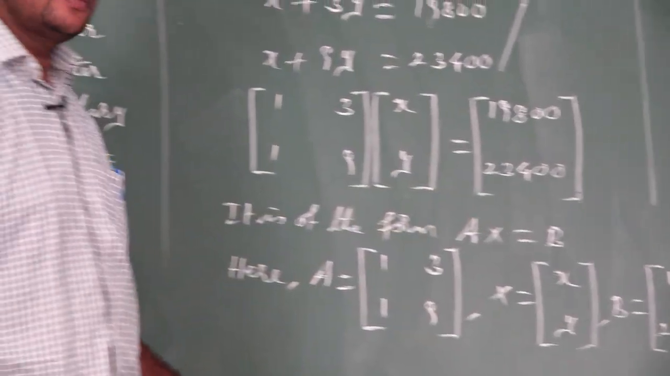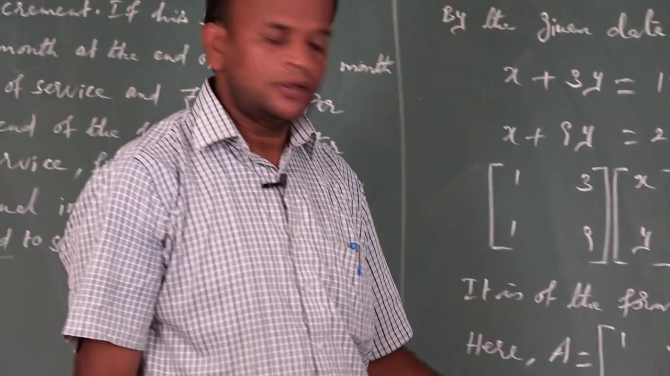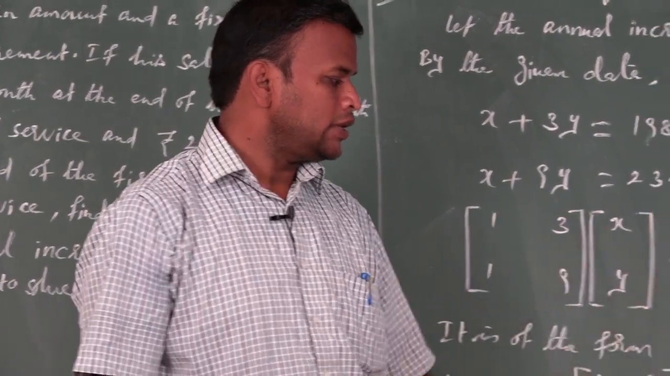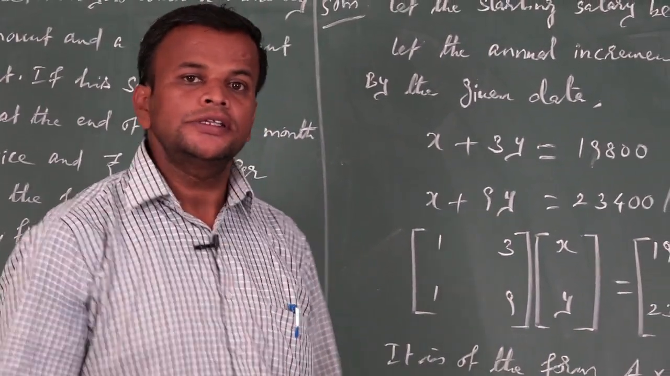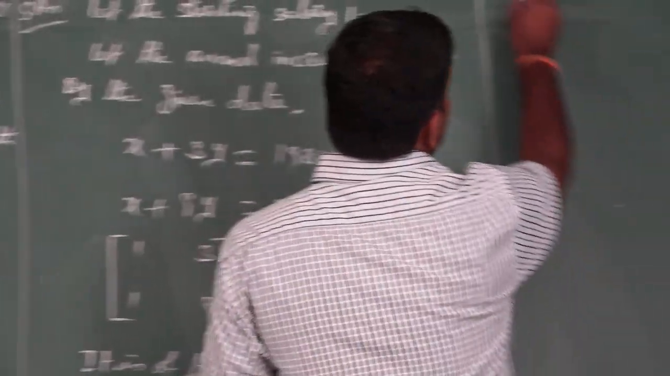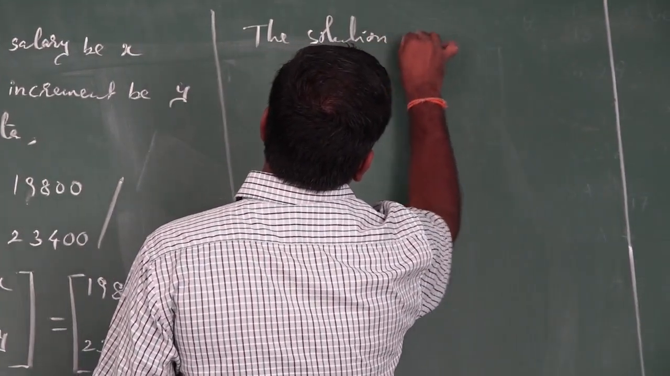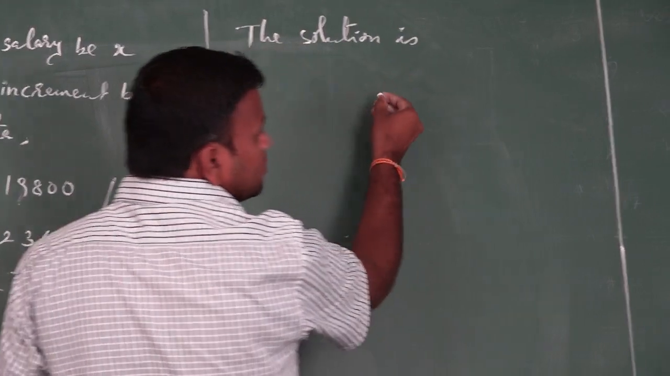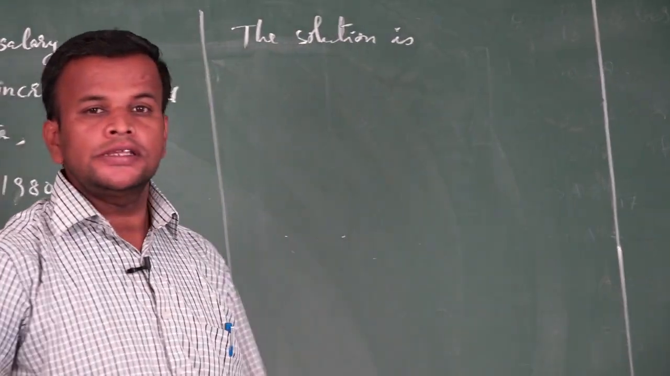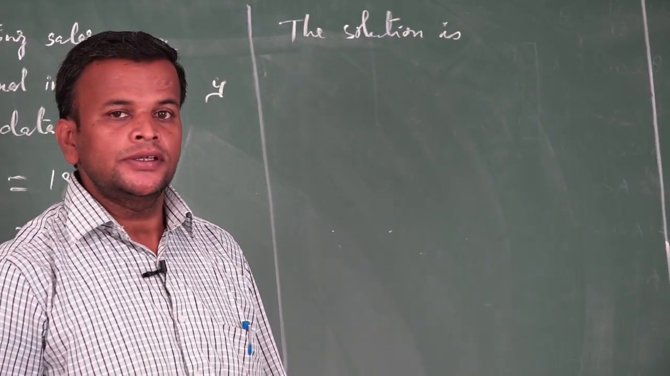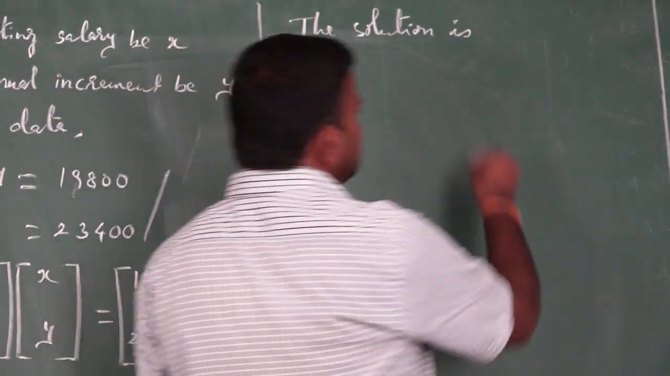The next step, we write the formula. After finding A, X and B, the next step is to write the formula. That is the solution. Do you remember the formula? The formula is X is equal to A inverse into B.